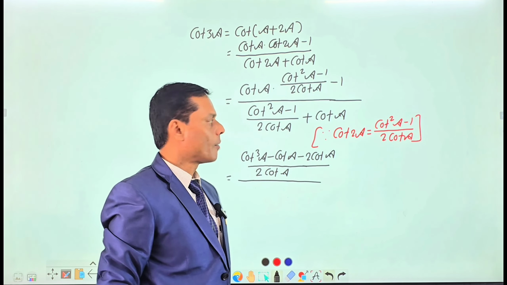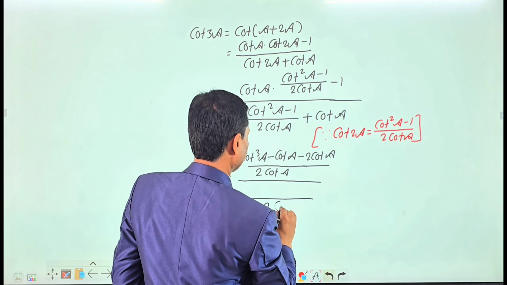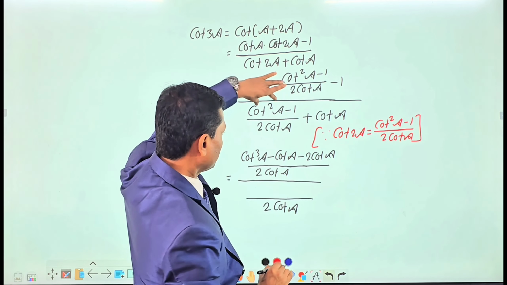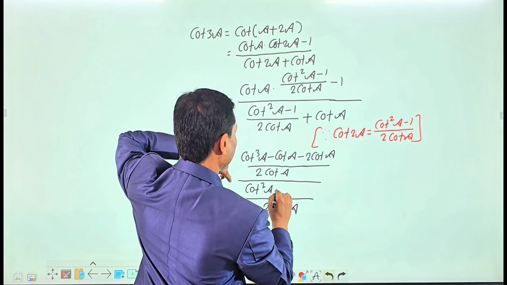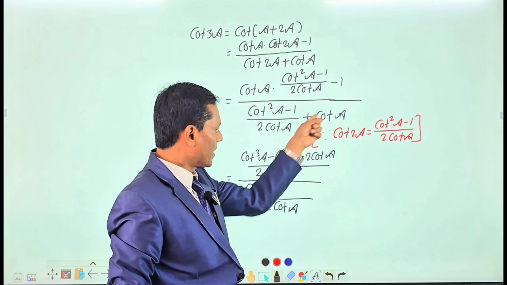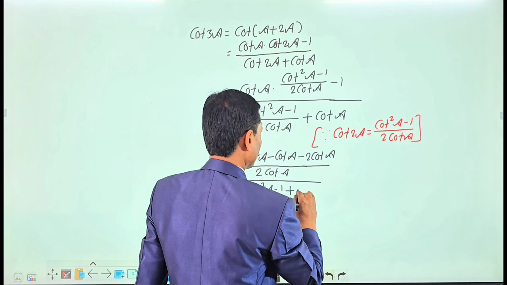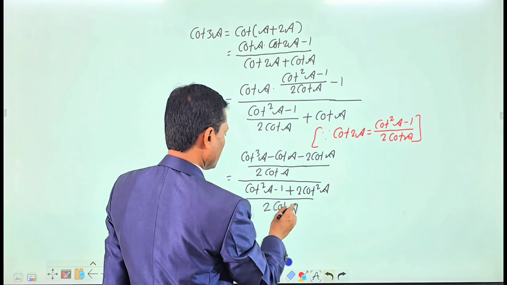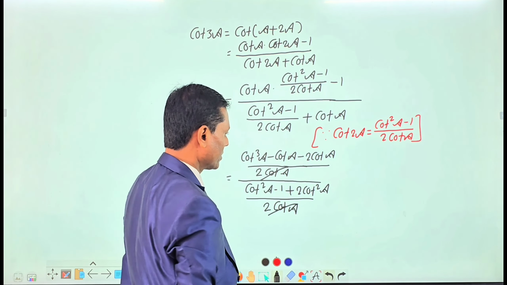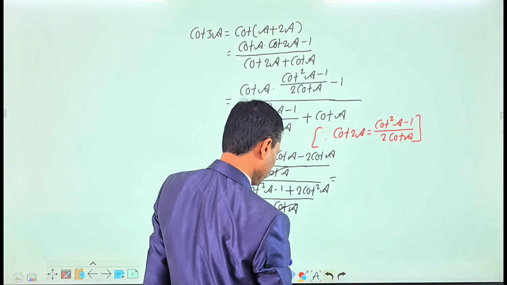Right, at the denominator, have a look here, 2 cot a is LCM, and here numerator is written as it is, so we can write here cot square a minus 1, and then we have to multiply this, isn't it? 2 cot a into cot a means plus 2 cot square a, right? And now we can cut these 2 cot a and cot a, of course we can cut. Now the next part, next line will be here.